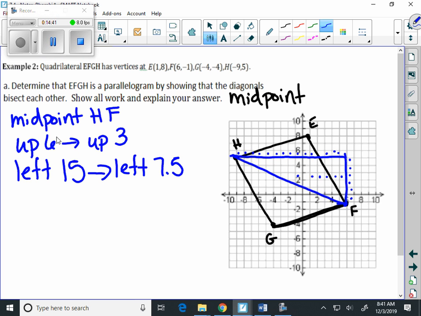And I want to look one more time. 1, 2, 3, 4, 5, 6, 7.5. So our midpoint of this one, and I'm a little bit off on my picture, but it looks like it is negative 1.5 and then 2. We also have to do the midpoint of GE.